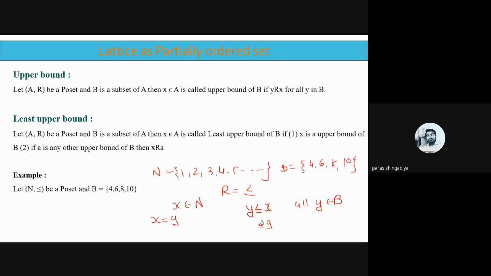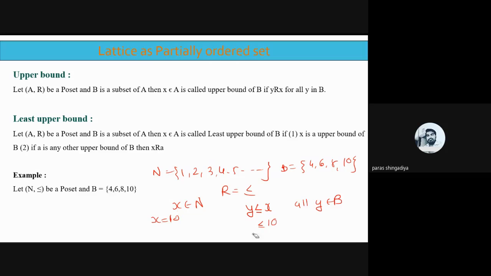So after 9, which number is there in the set of natural values? That is 10. And now replace a 10 here. So check for all these values of y: 4, 6, 8, and 10. So 4 less than or equal to 10, 6 less than or equal to 10, 8 less than or equal to 10, and 10 less than or equal to 10. Equality is there. Therefore, we can say that 10 is the upper bound of the given set. Clear why it is true?